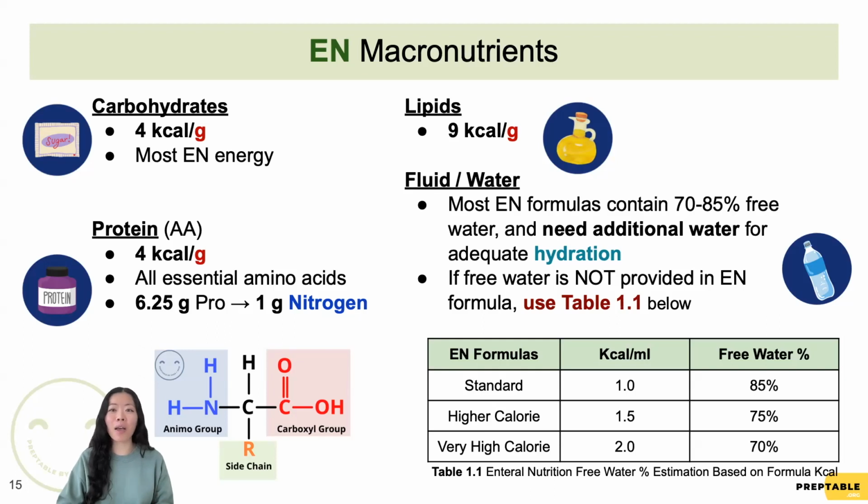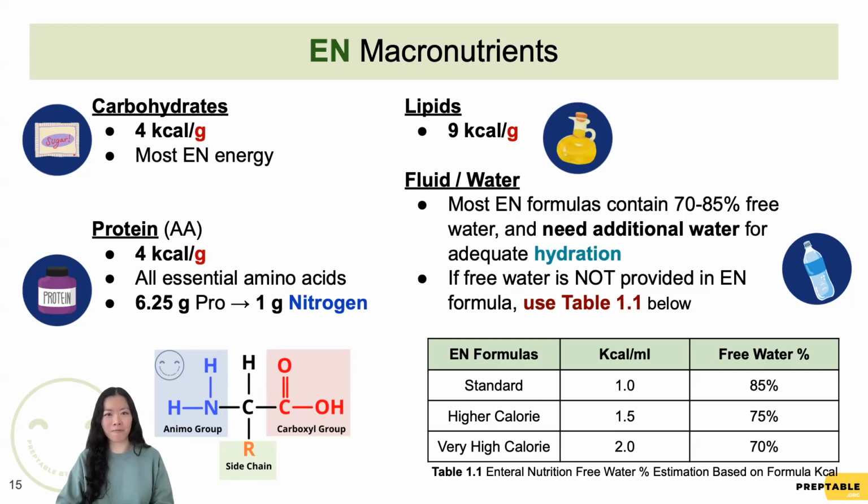Remember from our lecture 1, proteins are made of amino acids, and every amino acid have at least one nitrogen. Mathematically speaking, we need 6.25 grams of proteins to get 1 gram of nitrogen. Remember this as it will come in handy for any nitrogen calculation you might need in the future. Moving on, we have lipids, which provides about 9 kcal per gram. Please keep in mind this is just an estimate. The EN lipids can be made from all sorts of oils, such as corn, soy, canola, and even fish oils.